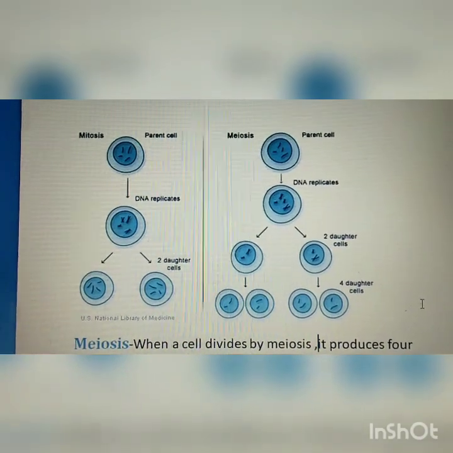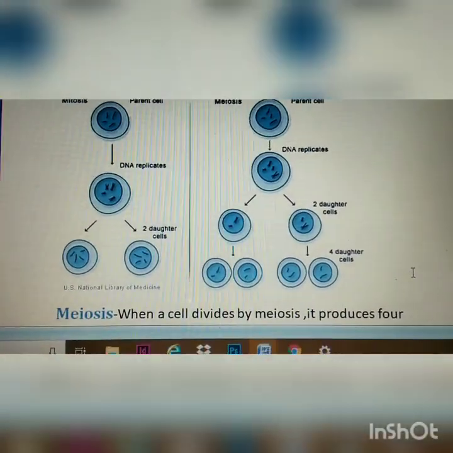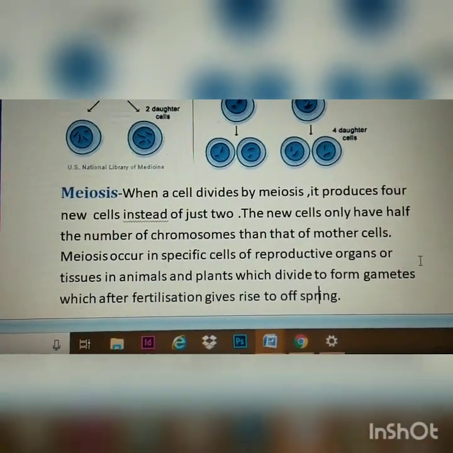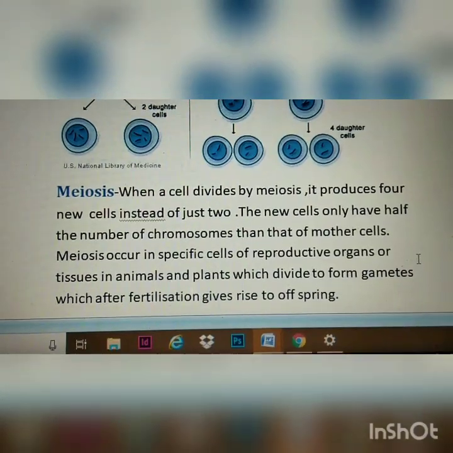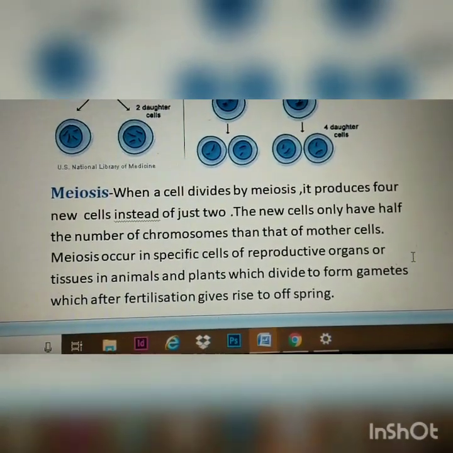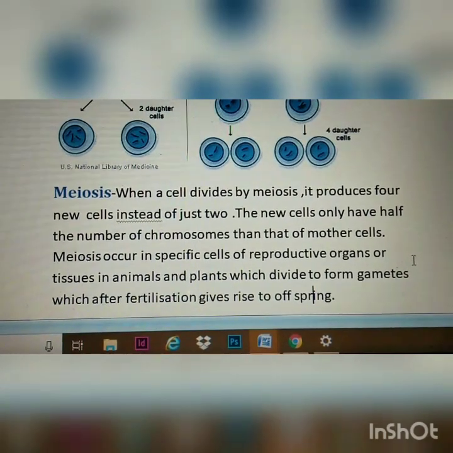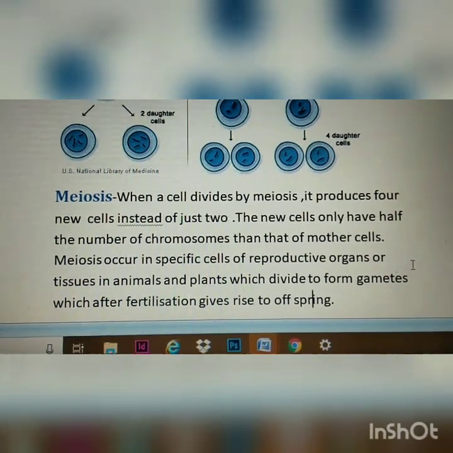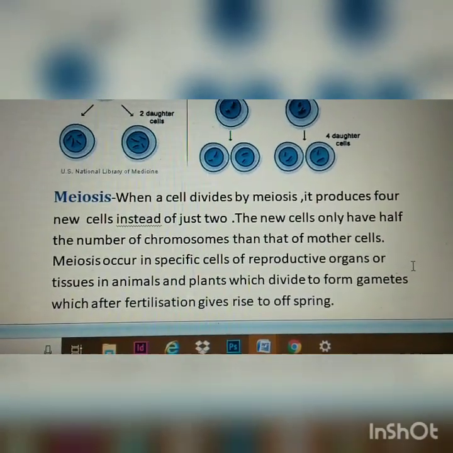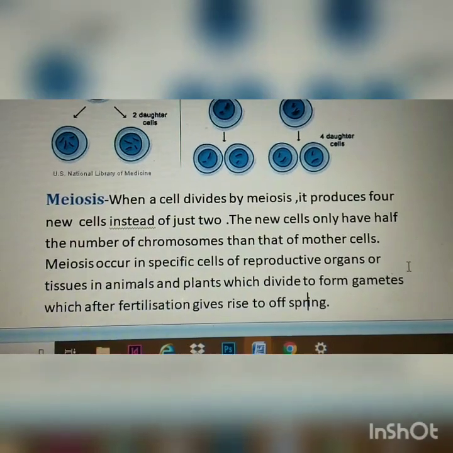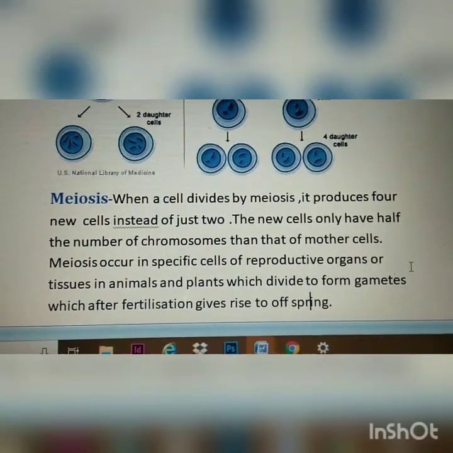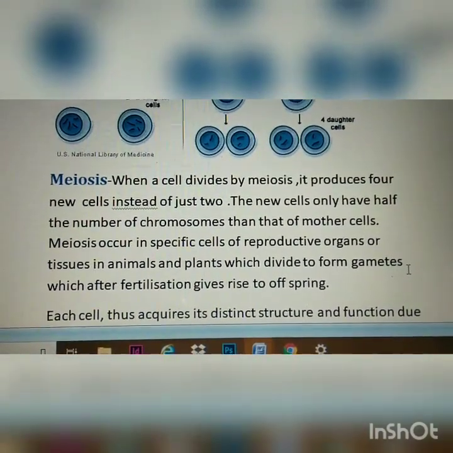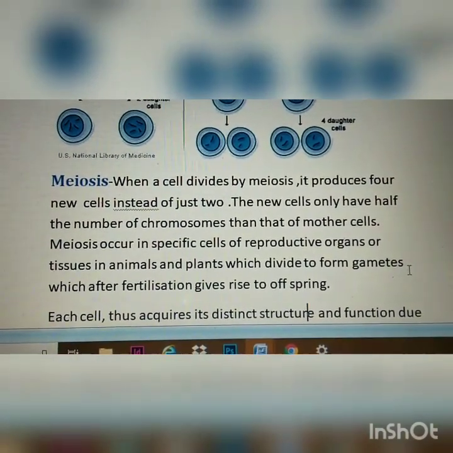And then we come to meiosis. So what is meiosis? When a cell divides by meiosis, it produces 4 new cells instead of just 2. The new cells have only half the number of chromosomes of the mother cell. And in which cells does meiosis take place? Specific cells of reproductive organs or tissues in animals and plants divide to form the gametes, which after fertilization give rise to the offspring.